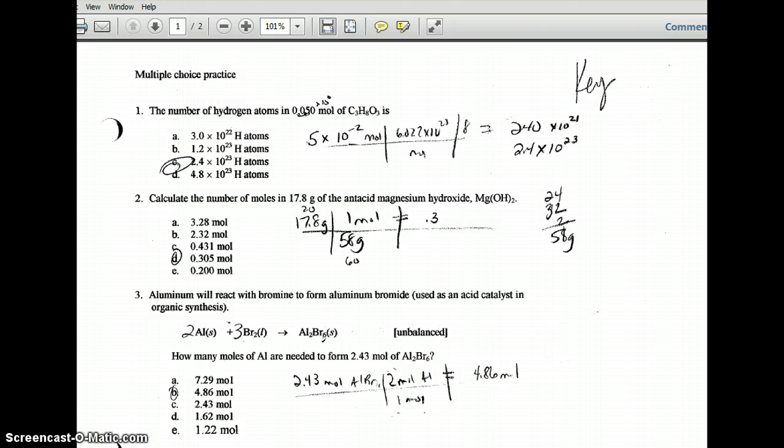And if you see, the numbers are all pretty much close to the same exponent, so you might even be able to say, oh, it's 2.4, and move on without taking time to actually do the conversion. For the next problem, it's a little harder numbers.